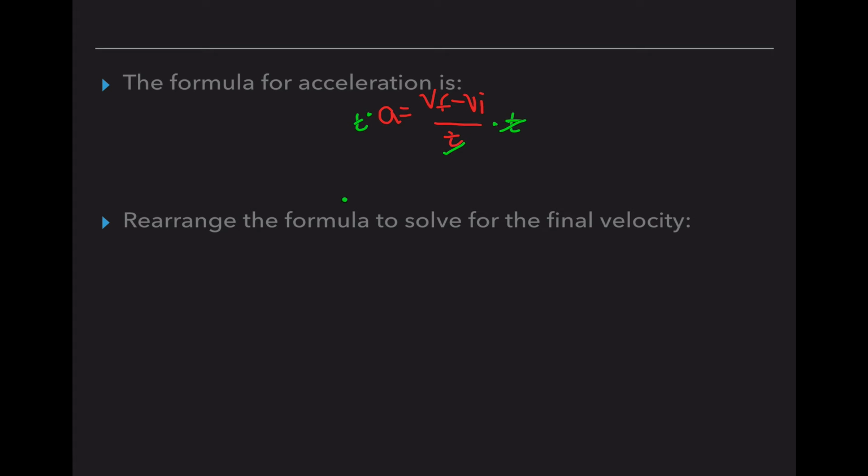to cancel these out, and then we have AT equals VF minus VI, and we still want to isolate VF, so we're going to add VI to both sides, and our final velocity equation is VI plus A times t. Now, this is going to be an often used equation for us.